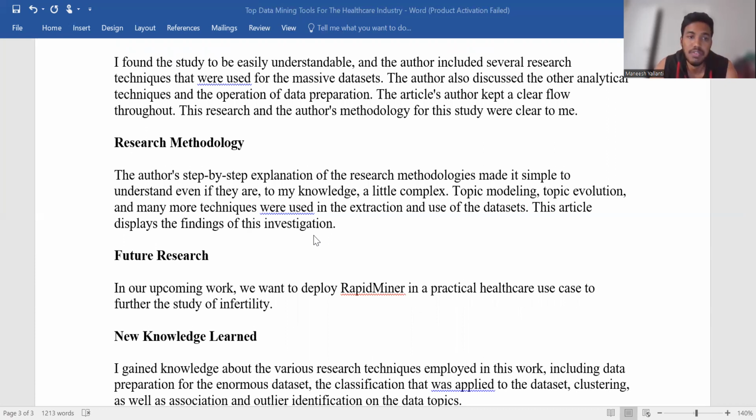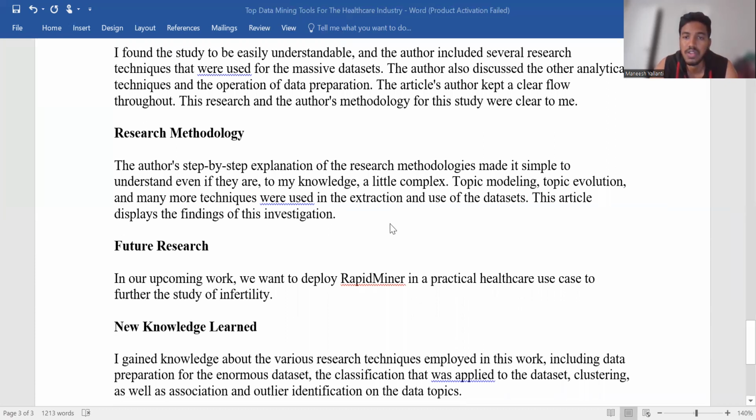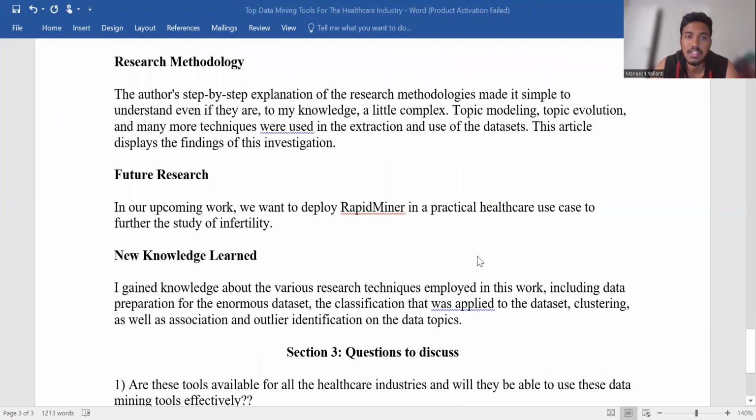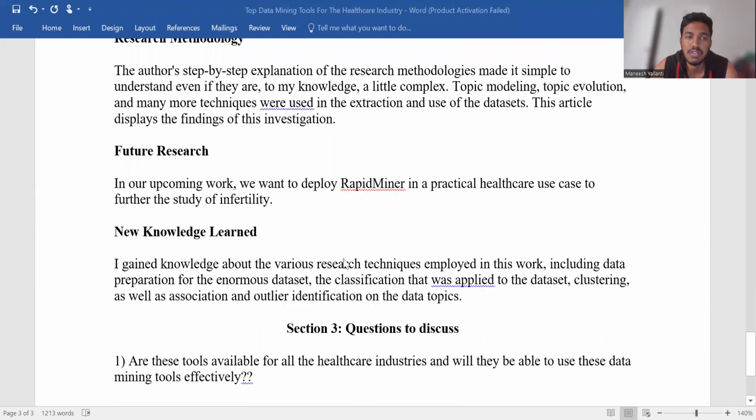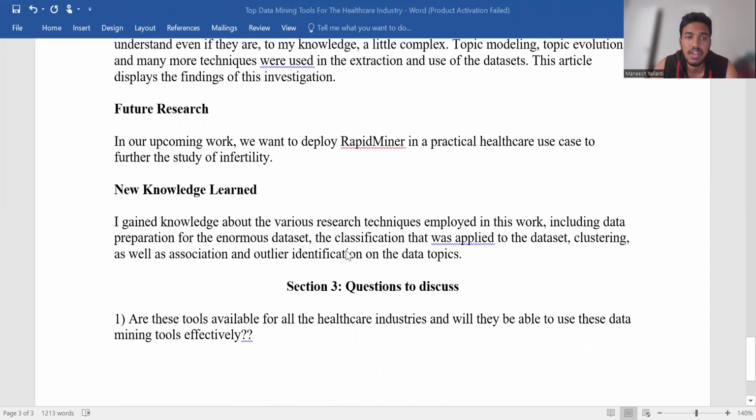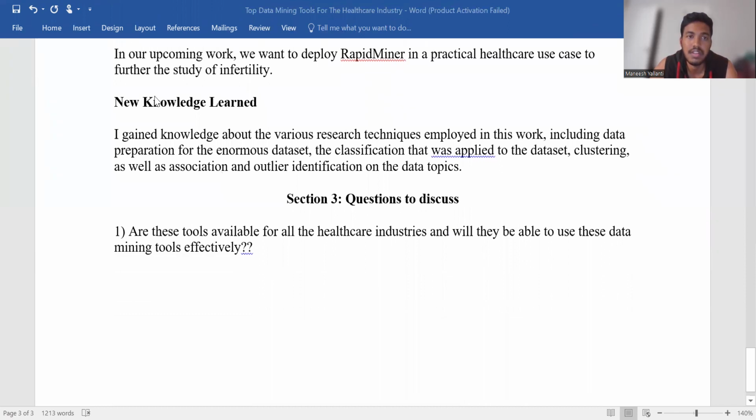Topic modeling, topic evolution, and many more techniques were used in the extraction and use of data. This article displays the findings of this investigation. Future research. In our upcoming work, we want to deploy RapidMiner in a particular healthcare use case to further study infertility. New knowledge learned. I gained knowledge about the various research techniques employed in this work, including data preparation for the analysis data set, the classification that was applied to the data set, clustering, as well as association and outlier identification on the data. Questions to discuss.